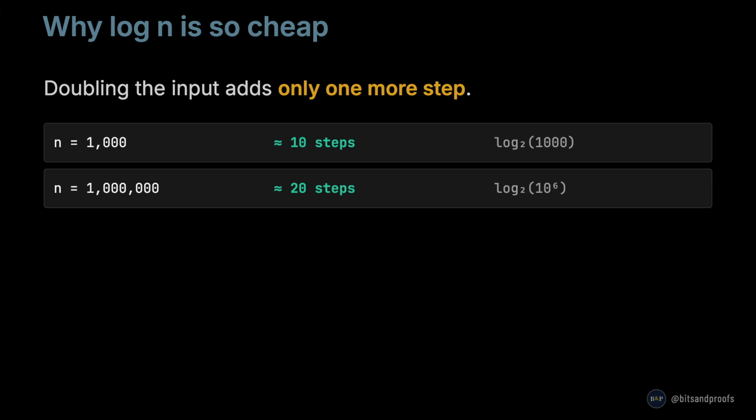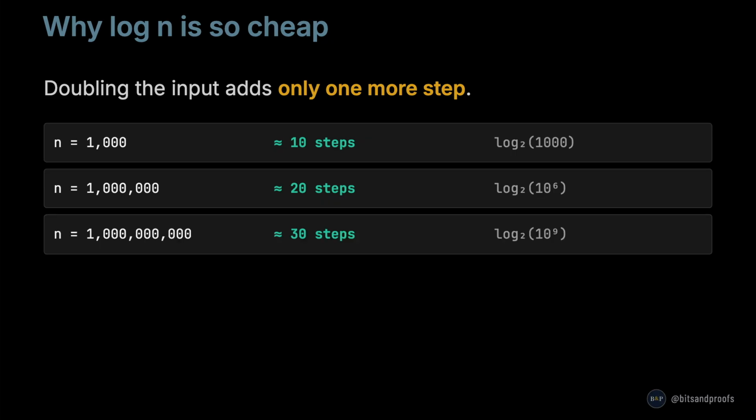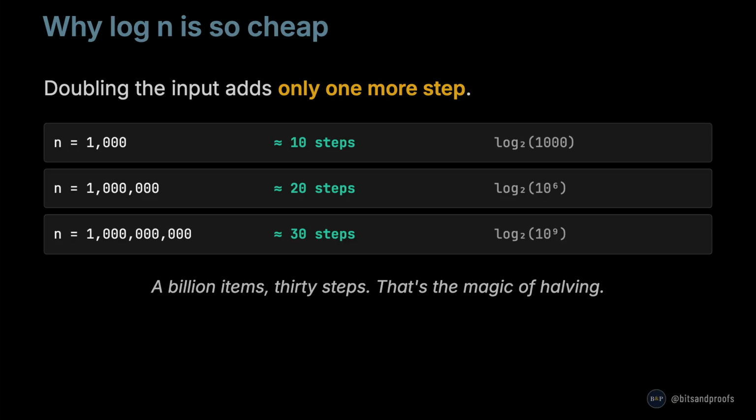Notice, we multiplied the input by 1000, but only doubled the work. From 10 steps to 20, that's the logarithm doing its job. At n equal 1 billion, about 30 steps. We multiplied the input by 1 million compared to the first row, and only tripled the work from 10 to 30. 1 billion items, 30 steps, that's the magic of halving. When you can build an algorithm that throws away half the work at every step, you've earned one of the most efficient classes in computer science.